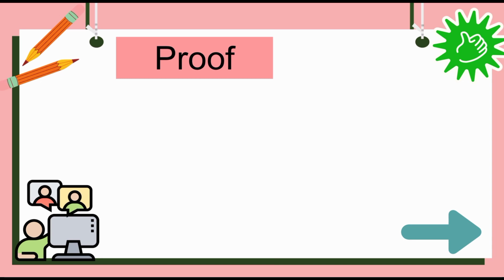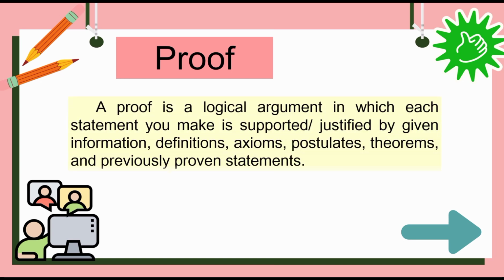So now, let us talk about the logical argument, which is under proof. So what is a proof? Proof is a logical argument in which each statement you make is supported or justified by given information, definitions, axioms, postulates, theorems, and previously proven statements.